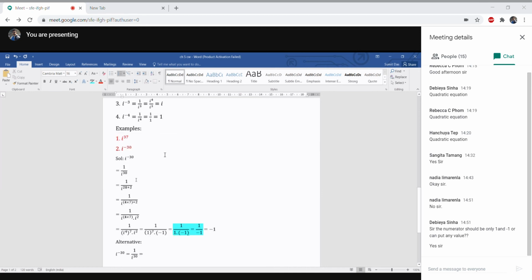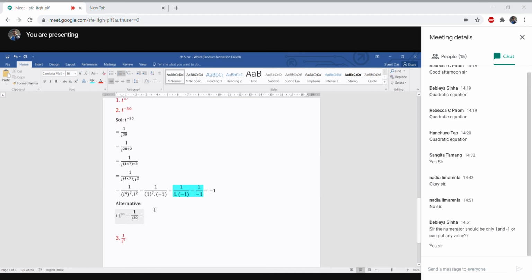So whenever you are getting this question, i to the power minus 30, right? What I'll take, I'll write this one: the nearest number of 30. You can take greater than also, you can take less than also. Better to take greater than. Nearest number to 30, which is greater than 30 and a multiple of 4. Tell me the number. Let me know the number.